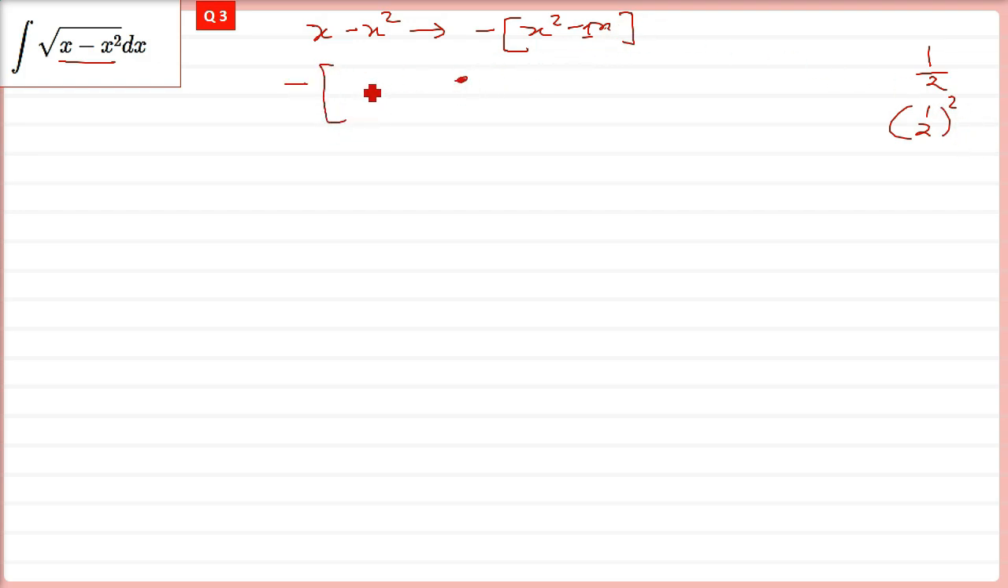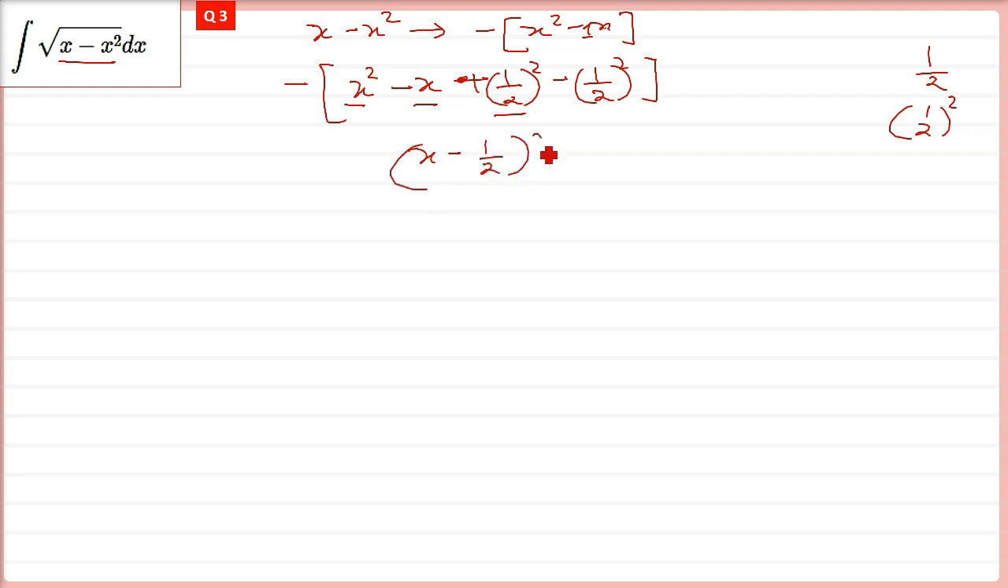So minus is already outside. x square minus x is already there. We are adding half square and subtracting half square in order to make it a perfect square. So a square plus b square minus 2ab, it will be x minus half whole square. Then you have negative half whole square.